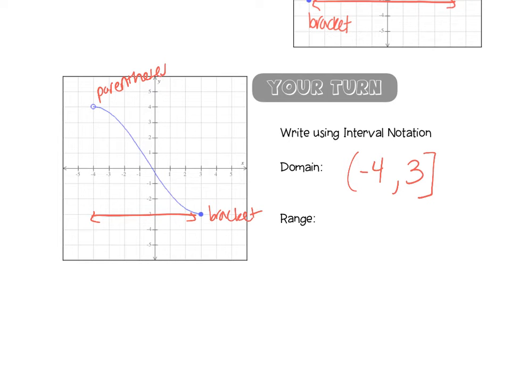Range is up and down, so we're going to start at the bottom, and the bottommost point here is this closed dot, at -3, so I'm going to do a bracket and a -3, comma, and then the highest point is the open dot, which is at 4 on the y-axis, and I'm going to close it with a parentheses. So remember to pay attention to the y values and the x values when you're doing domain and range.